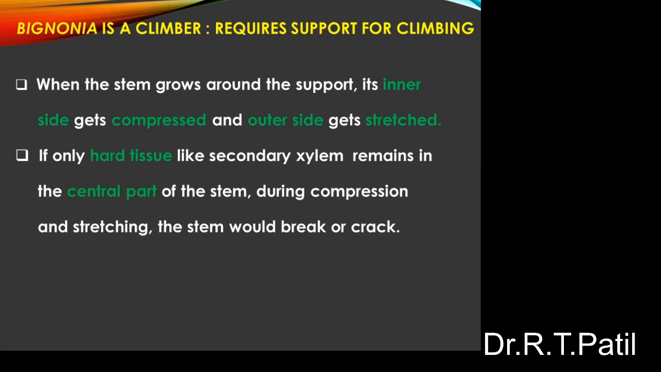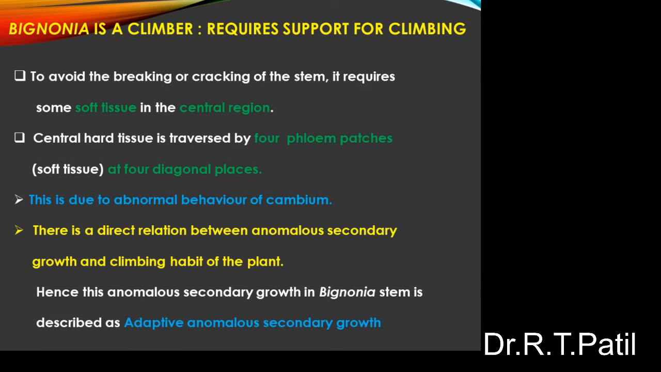When the stem of Bignonia grows around the support, its inner side gets compressed and outer side gets stretched. If only hard tissues like secondary xylem remain in the central part of the stem, during compression and stretching, the stem would break or crack. To avoid this breaking or cracking of the stem, Bignonia requires some soft tissue in the central region.